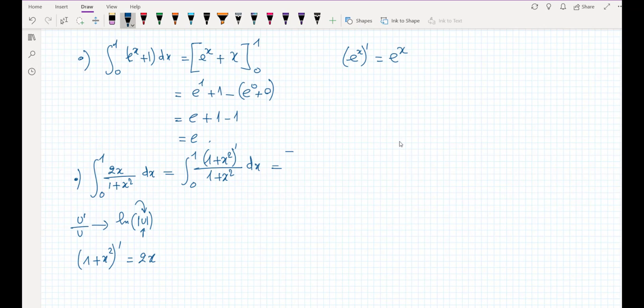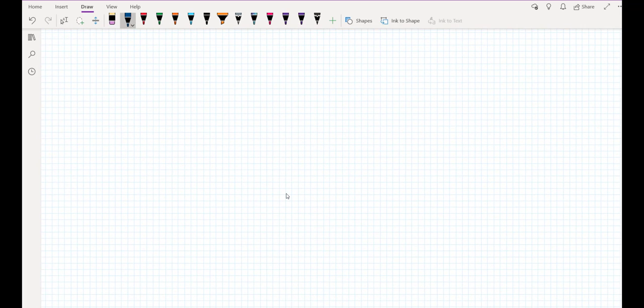whose primitive is ln(1 plus x squared), without absolute value here because 1 plus x squared is strictly positive. Now we replace by 1: 1 squared is 1, plus 1 is 2. If we replace by 0, 1 plus 0 is 1, and ln 1 is 0, so the integral is ln 2. This is the first technique to calculate the integral. Let's see another problem. Integration by parts.